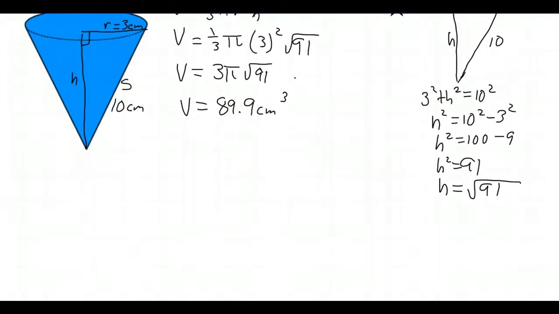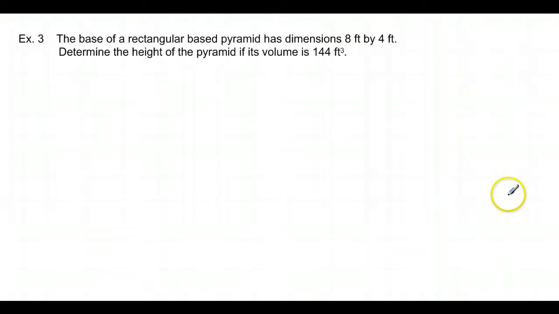Okay, keep going. Example 3. The base of a rectangular based pyramid has dimensions 8 feet by 4 feet. Determine the height of the pyramid if its volume is 144 cubic feet. Feet cubed can be read as cubic feet. So, okay, what are we dealing with here? We've got a 4 by 8 pyramid.